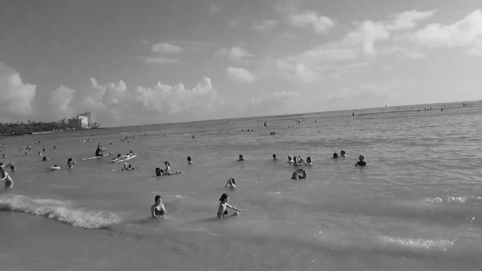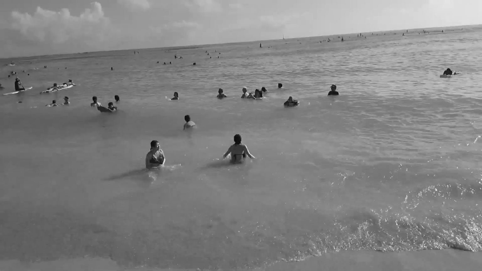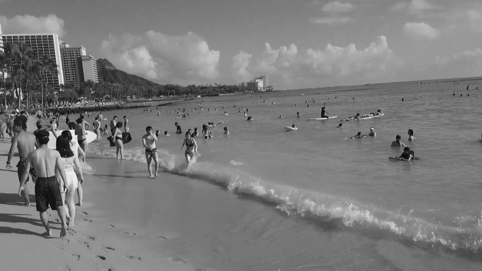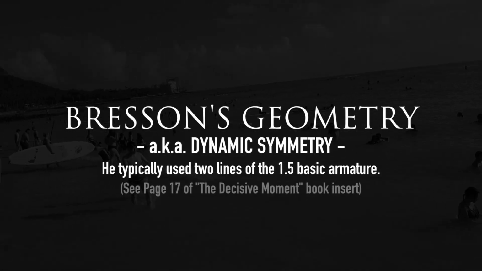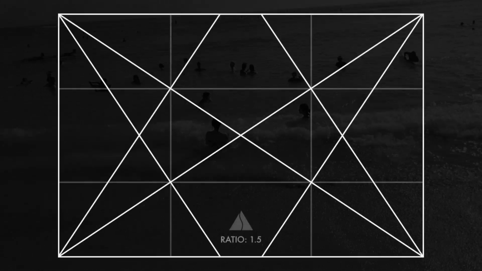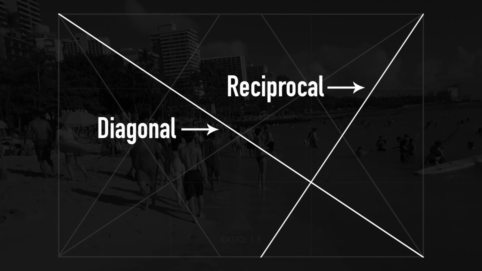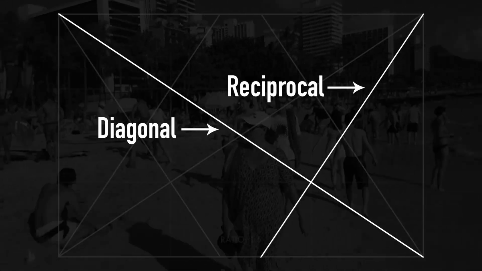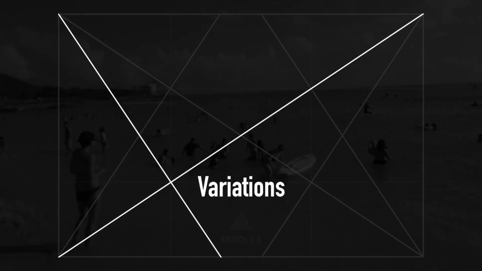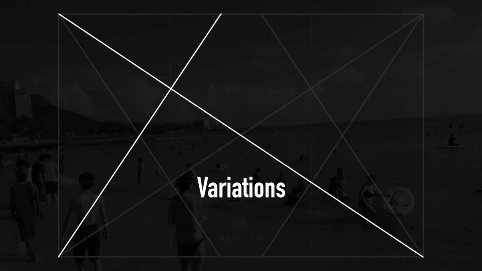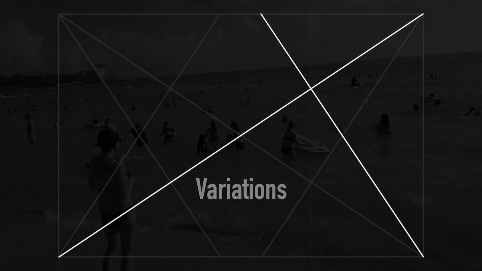I'm gonna still try for separated shapes just to show you what that looks like. Work with coincidences, look for diagonals. Bresson always worked with the basic armature of the 1.5 rectangle. He is always incorporating diagonals and reciprocals in his work. Just 2 lines. That was the geometry. So I'm gonna see if I can capture any of that stuff. We'll have to use straight edges like surfboard or multiple subjects.